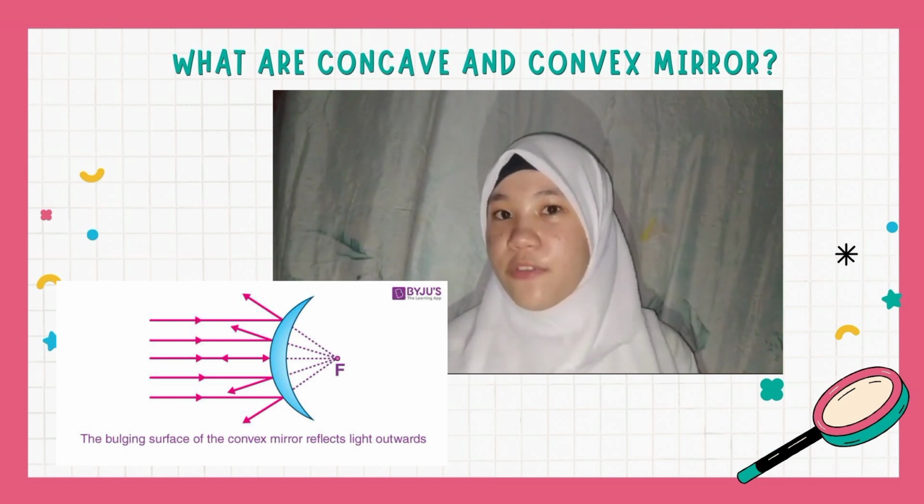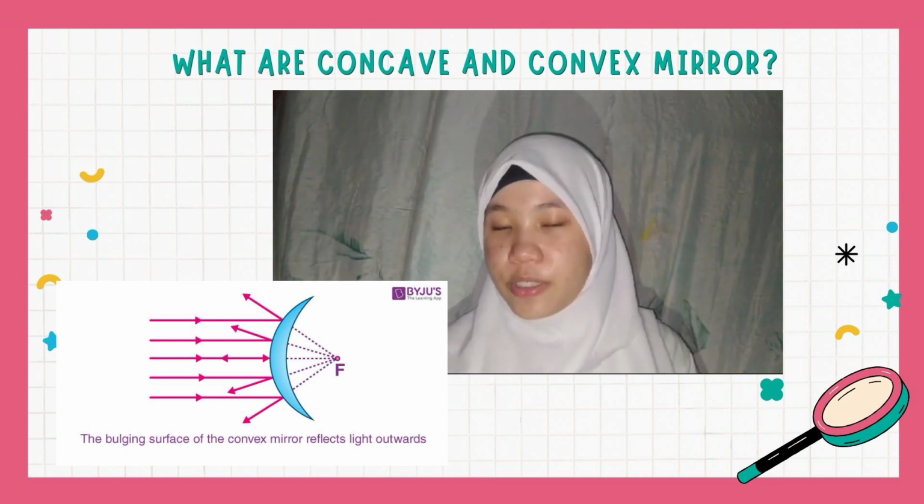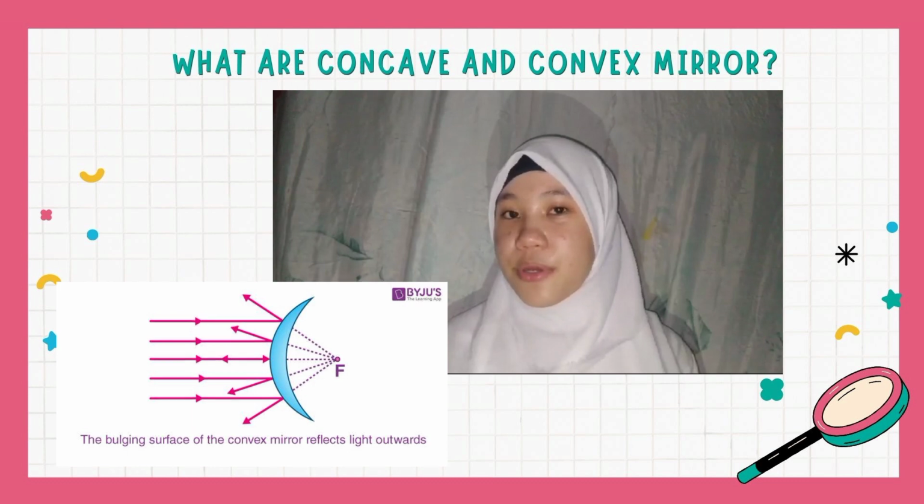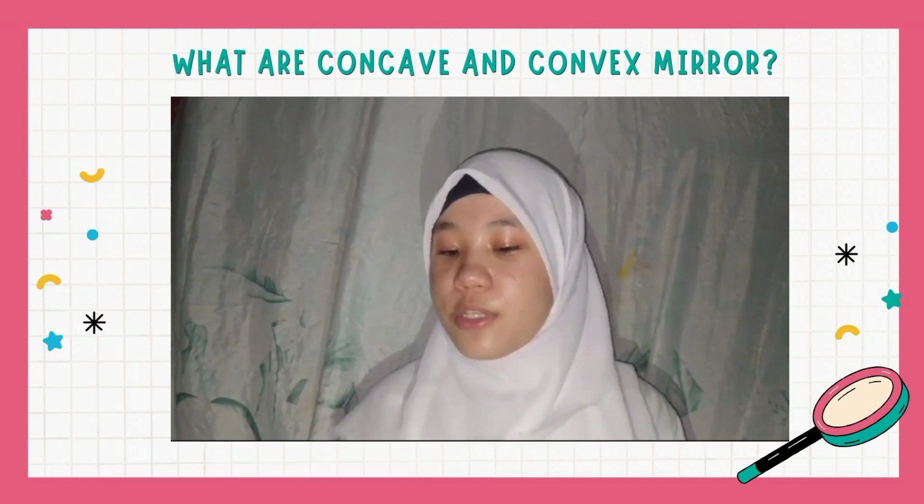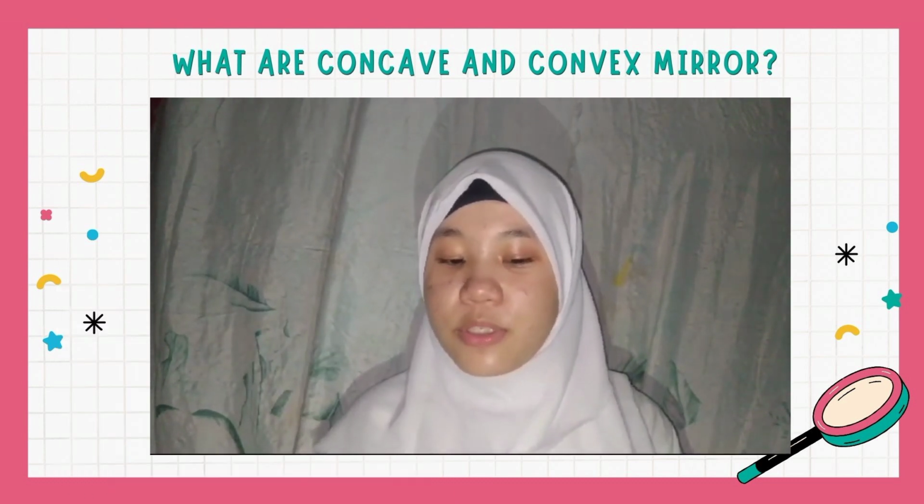Convex mirrors are called fish eye or diverging mirrors. You can recognize this mirror easily, as the outward bulge is quite evident most of the time.